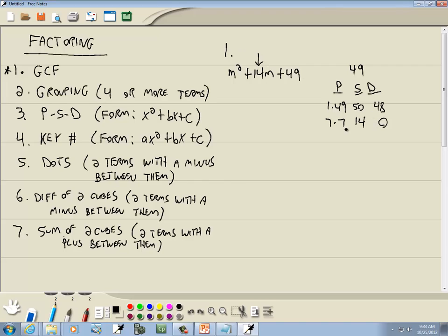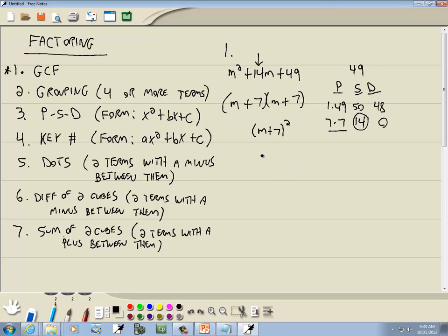With the PSD method, the number we're looking for is the number on the middle term, which is 14. So we're going to use 7 and 7. Now our larger number, and they're both the same here, is the same size as our middle term. So one of the 7s will be the same size as the middle term. We've got a 7 here and 7 here. So this will be positive. The number I circled in the S column, S for same signs. So if this one's positive, then this one's positive. So our answer is just m plus 7 squared.